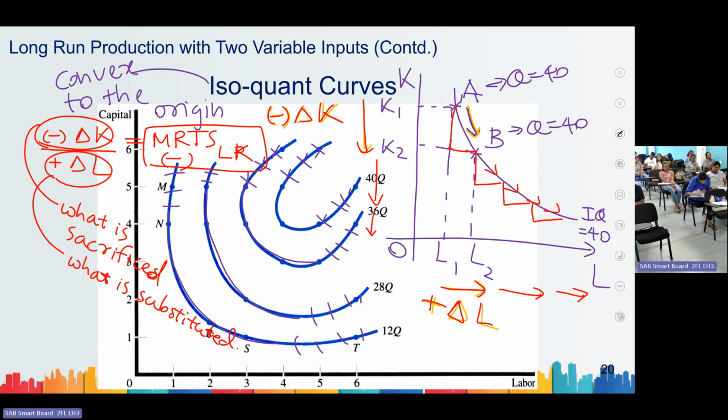It is negative because change in capital is always negative, because it's a decline. Change in labor is always positive because it's an increase. So a negative value divided by a positive value, the result is always negative. So MRTS of L for K is always negative.